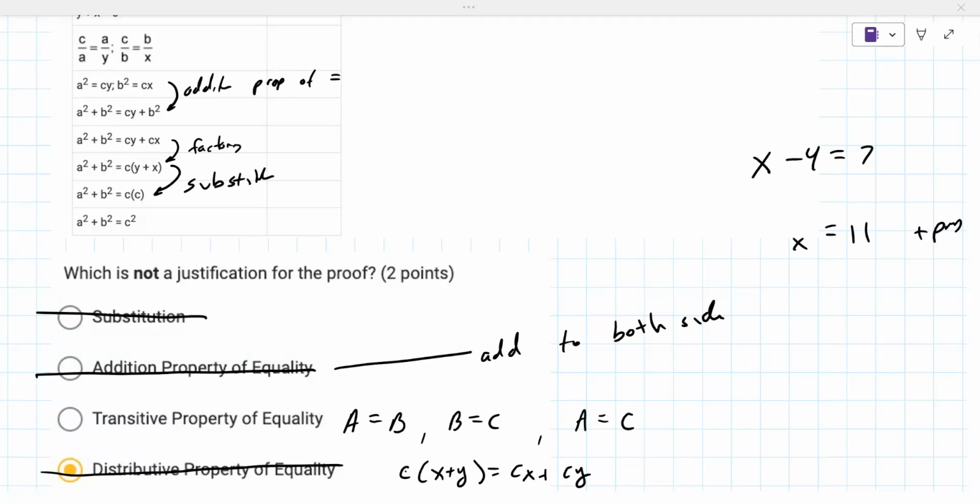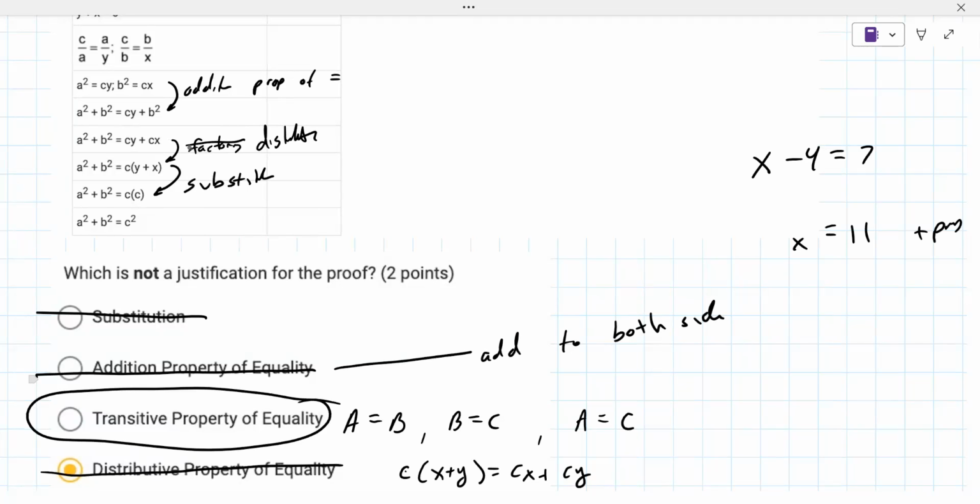So I see it. Yeah, both directions here. Even though I call it factoring, it really is the distributive property. Either direction, that's right. That's what I kind of saw as well. So I guess I'm going to go with transitive, the fact that it's not there, because the other ones are there.